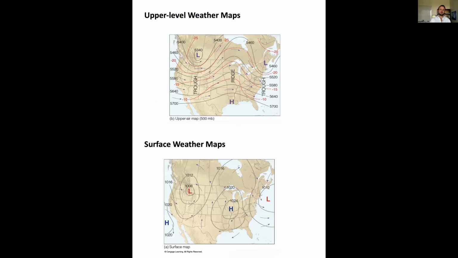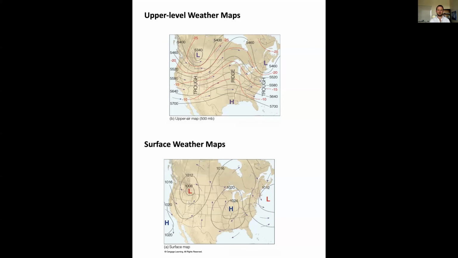So on the top is a typical example of an upper level weather map, and at the bottom you can see the surface weather map. And just to remember or highlight this again, we see the arrows of the winds curving inward for the low pressure system at the surface, and outward around the high pressure system at the surface. Okay, so this is interesting. We need to look into this a little bit more.